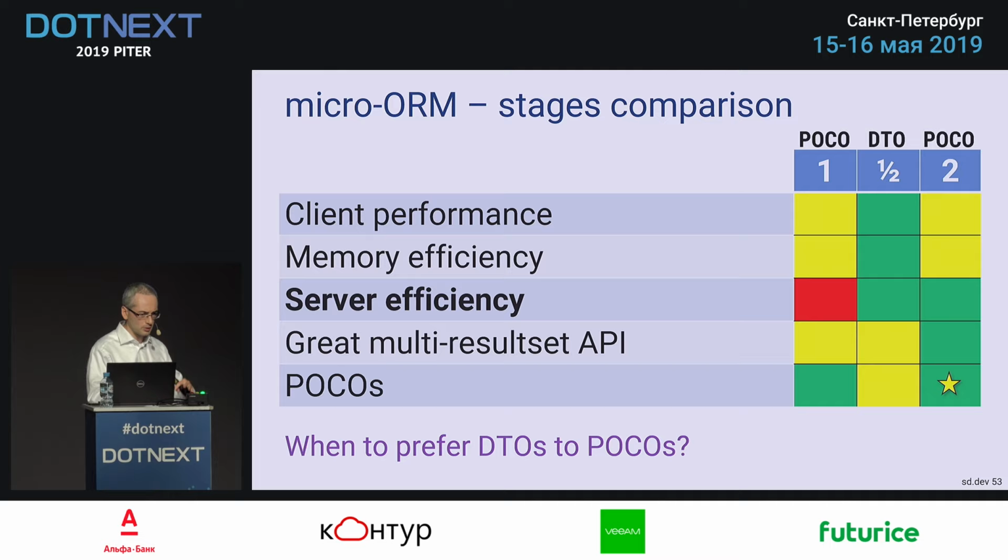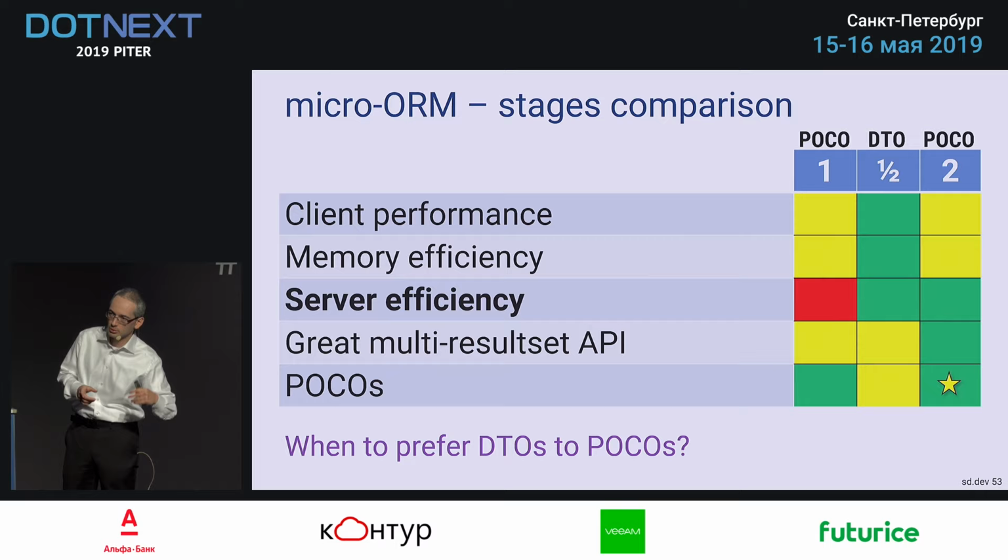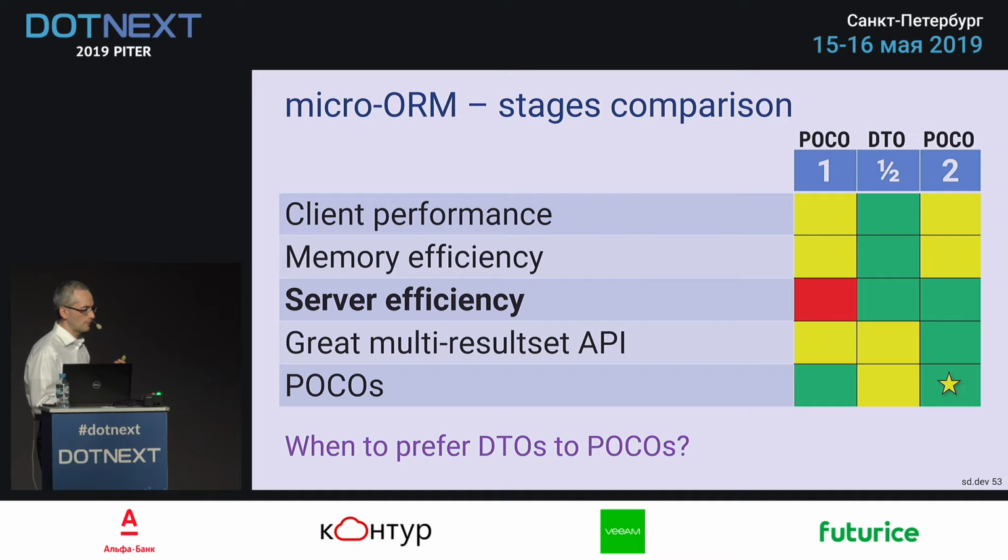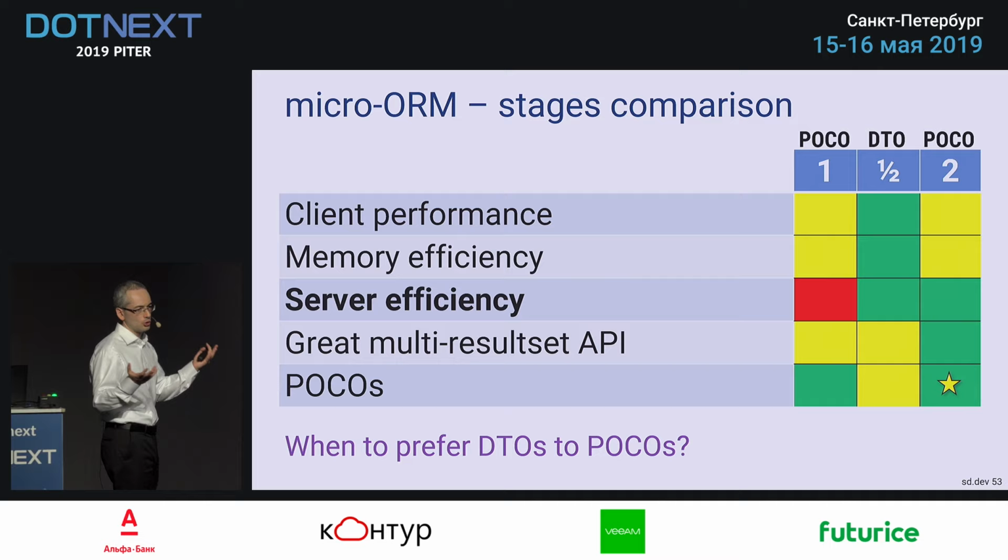So if you want something like that, you need a list of DTO or list of row store. And that's the kind of API that's only available with a two-stage approach. So if that's something that's very important to you, the multi-result set niceties, then you will greatly prefer the two-stage approach to all the others.